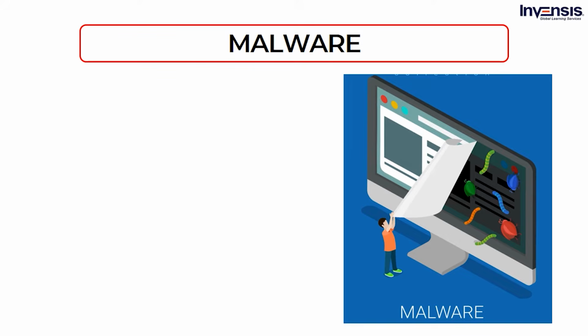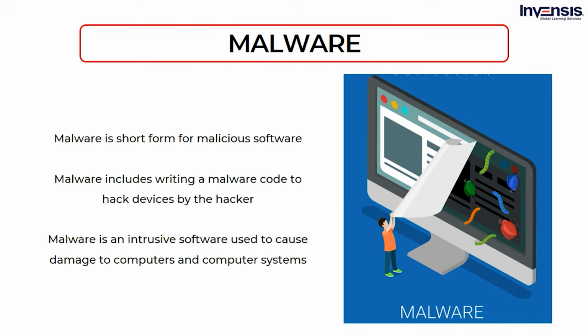The next type of cyber attack is called malware. Malware, short form for malicious software, is a code or file created by hackers to be delivered over a computer network. It is used to infect, steal or to gain control over a system or network to gain unauthorized access.